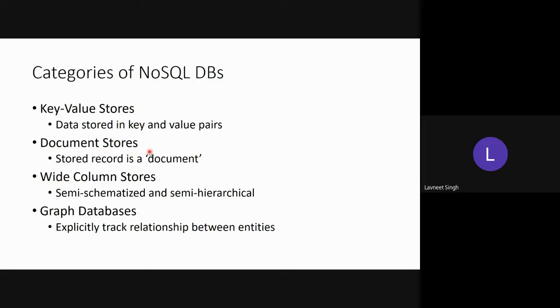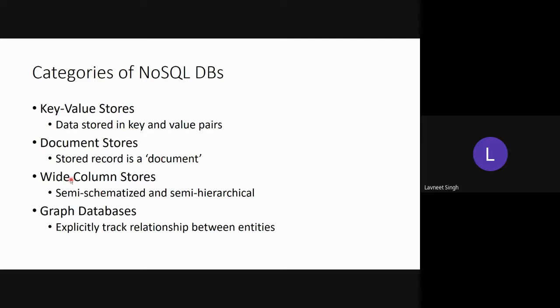Document stores. The value is considered as a document. So it is stored as a document against a particular key. Basically, the value is thought of, designed, or talked about as a document. You can think of a document as an object, or a blob. It need not be looked into because you have a key to that document.